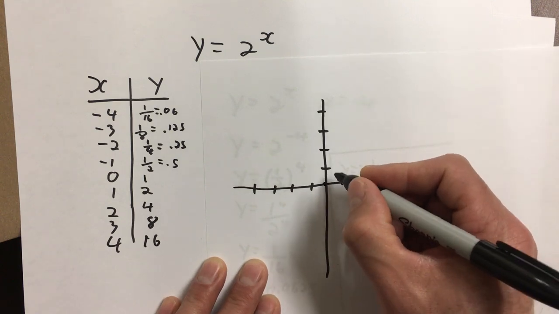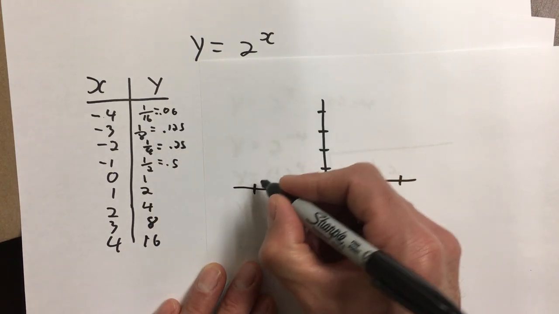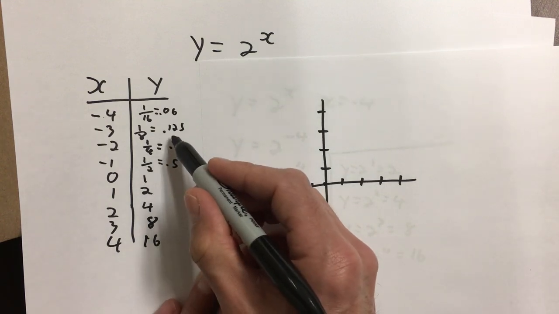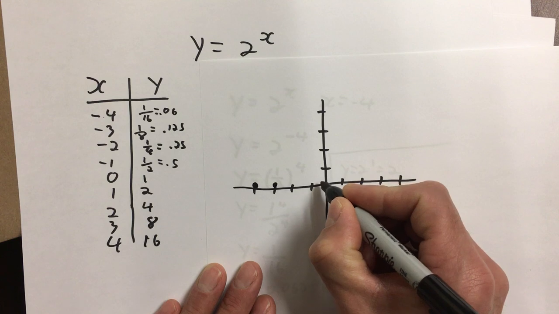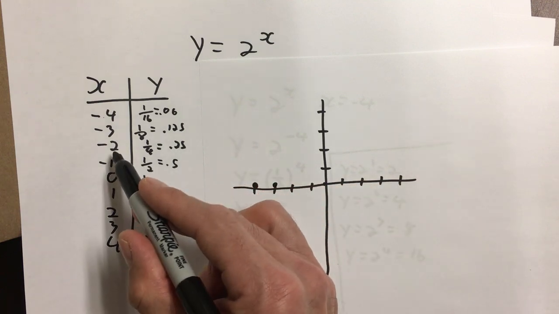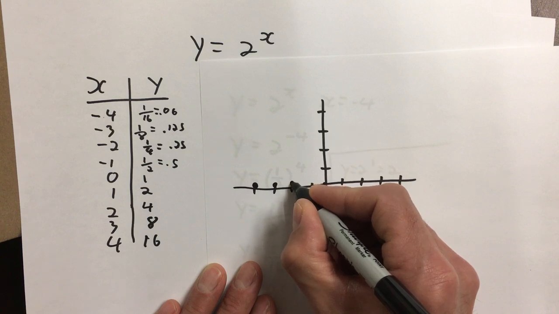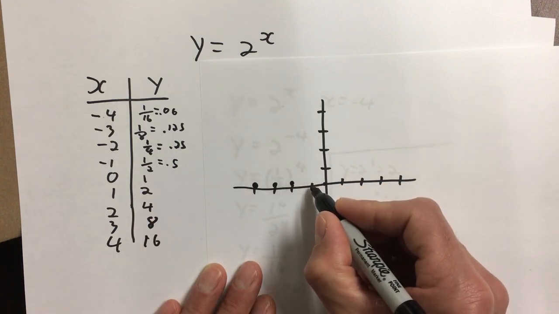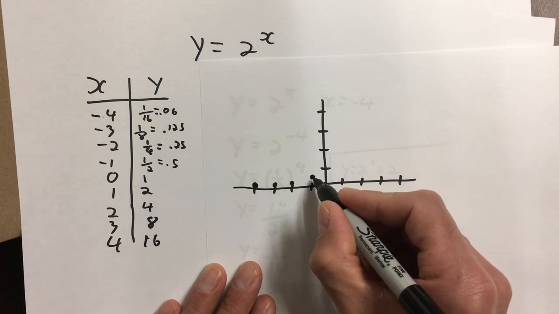If x is negative 4, y is 0.06. This tiny number, it's just going to be right down there, just above 0. Again, all these numbers are real small. If we're at negative 2, it's 0.25, so that's a quarter, right? That's our 1 over 4. At negative 1, it is a half. So it's starting to rise.